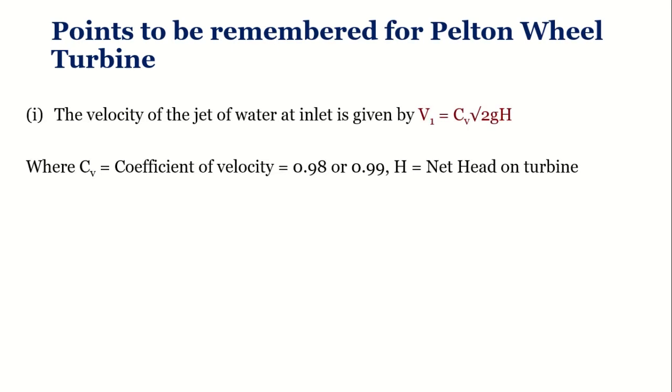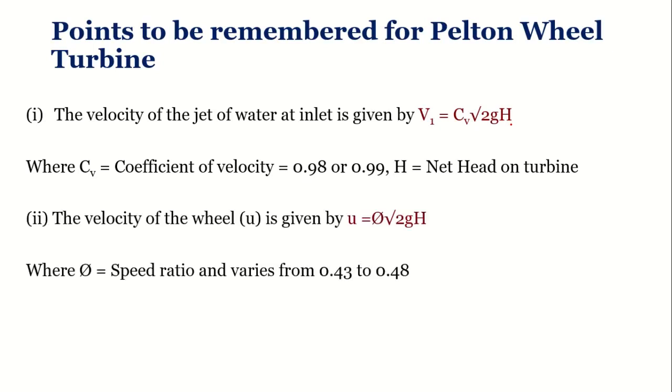So the very first point is the velocity of jet of water which is striking the buckets, which is given by the formula V1 equals CV root 2gH, where CV is the coefficient of velocity and which varies from 0.98 to 0.99. If the value is given in the question, you can take it down, otherwise you can take any one value, 0.98 or 0.99. And where H stands for the net head falling on the turbine.